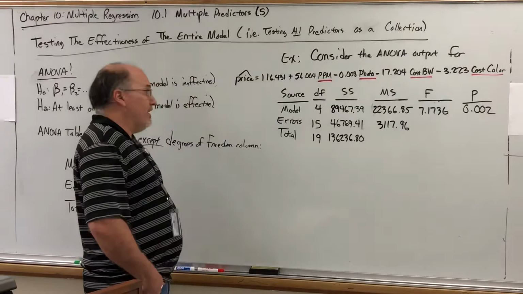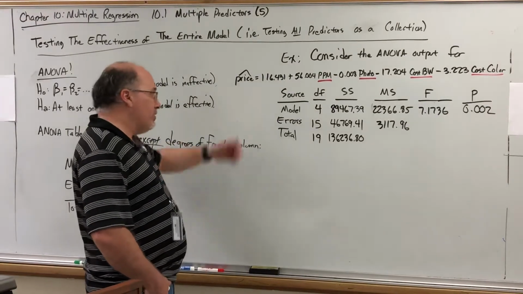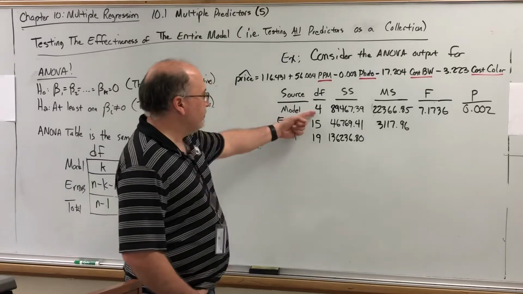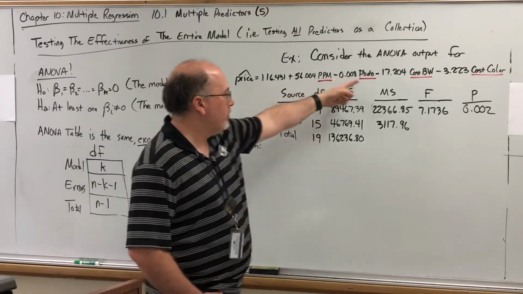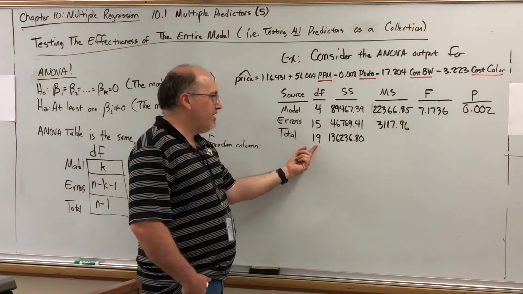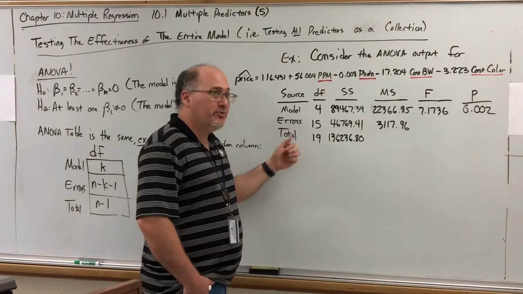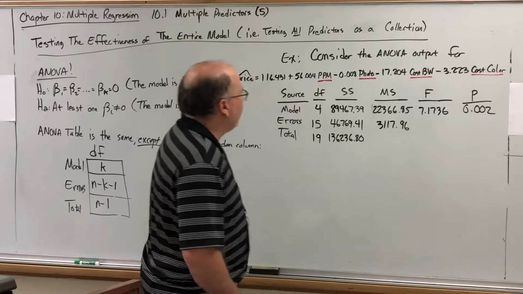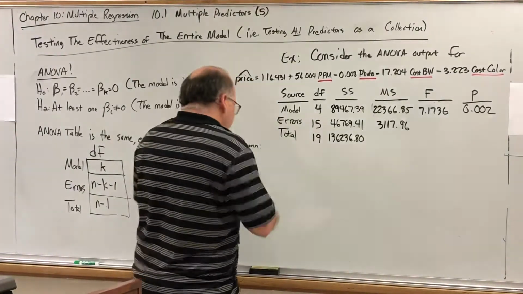So now let's look at everything they gave us. And here's the ANOVA output, which I generated in Microsoft Excel. You'll notice that the degrees of freedom is 4 because there were 4 predictors. The total degrees of freedom is 19 because there were 20 printers, as was alluded to in a previous video. So let's answer the question, is the model effective?